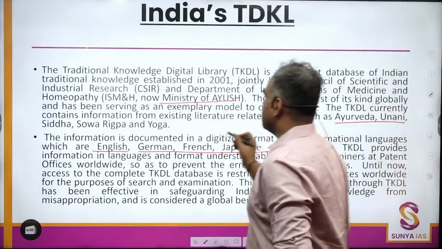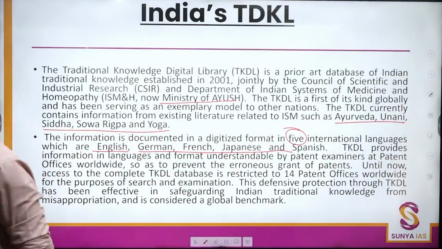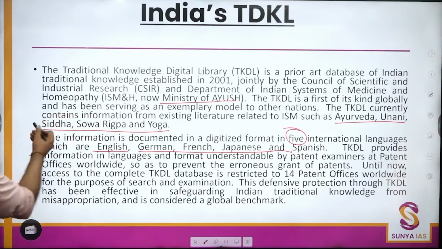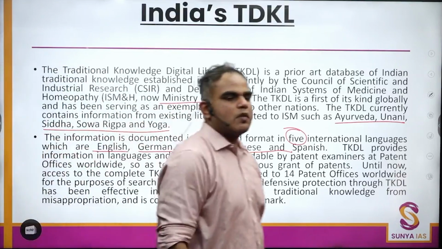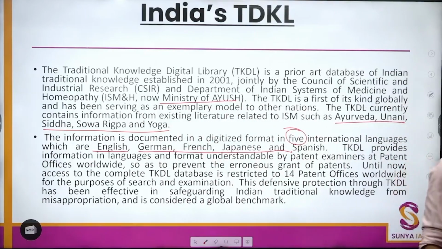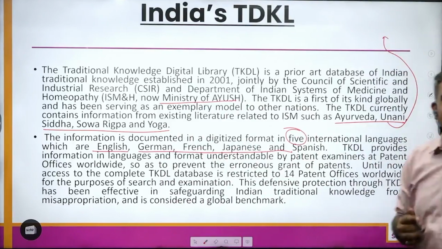The rest of these things you will also read in Science and Tech. Your alternative medicine: Ayurveda, Unani, Siddha, Sowa Rigpa. What is Sowa Rigpa and where is it important? Tibetan. This is your alternative system of medicine. Again, also in news because of Covishield.